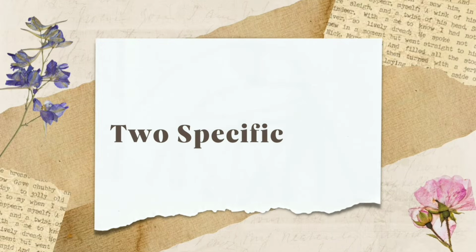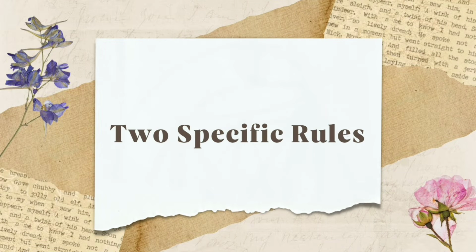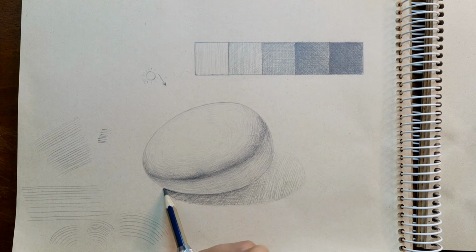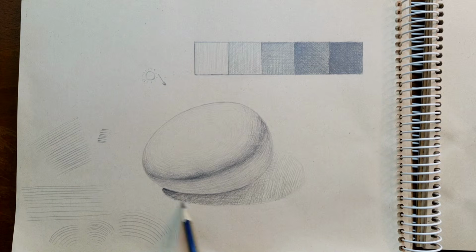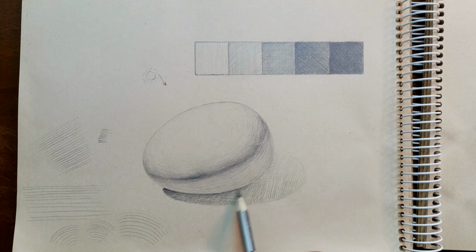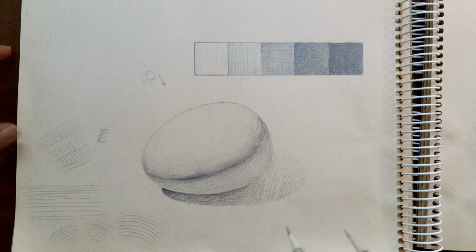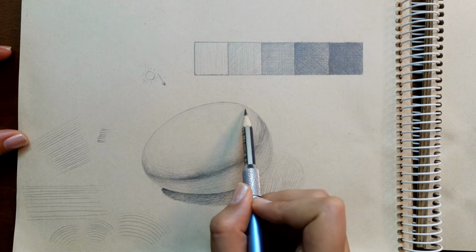Two specific rules. Rule number 1. When using ink, favor spacing changes over pressure. You can't erase ink, so spacing is safer. Rule number 2. When using pencil, use gentle pressure initially, and then darken gradually. You can lift graphite later.